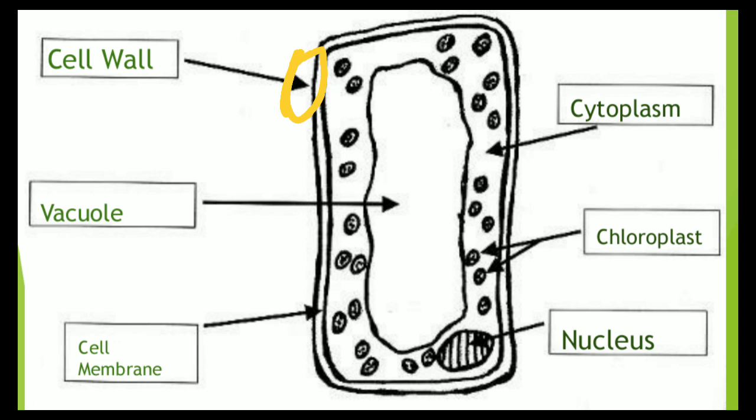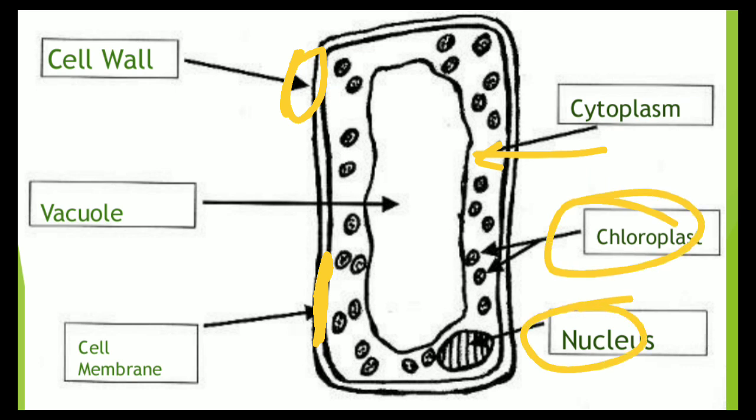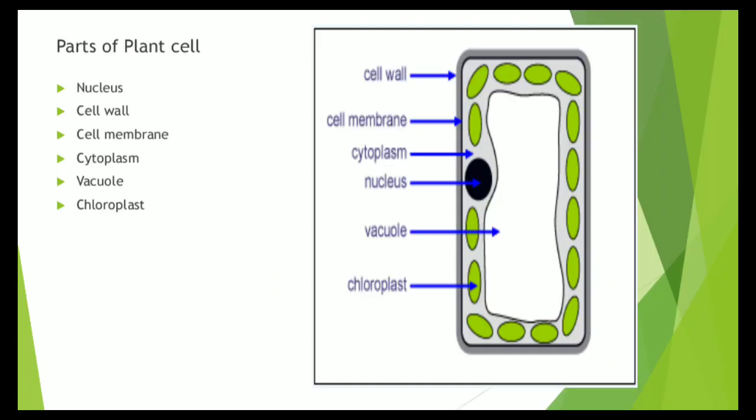Then the next part of the cell is the cell membrane, and next you can see the cytoplasm in the cell, which consists of chloroplast, nucleus, and in the center there is a big vacuole. Now we have the different parts of the plant cell. We have to discuss them one by one. Number one is nucleus, number two is cell wall, then cell membrane, cytoplasm, vacuole, and chloroplast.